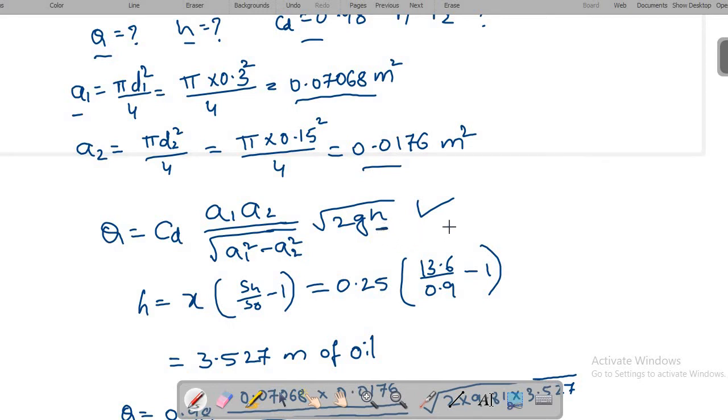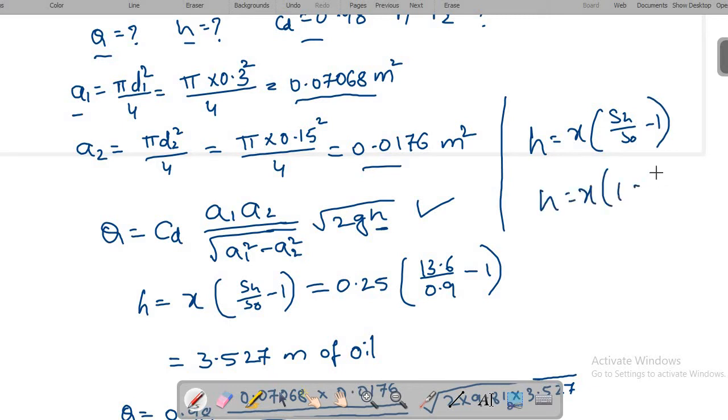So to calculate the H value, I have two equations. I'll write both of them and select which is suitable for us. H is equal to X into SH divided by S0 minus 1, and H is equal to X into 1 minus SL divided by S0. Here the fluid in the U-tube manometer is mercury and the fluid in the venturimeter is oil of specific gravity 0.9. So the mercury manometer has a higher specific gravity than the fluid flowing in the venturimeter, so I have to use this formula to calculate the H value.